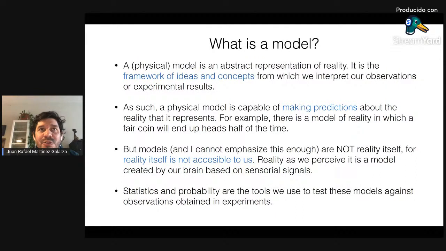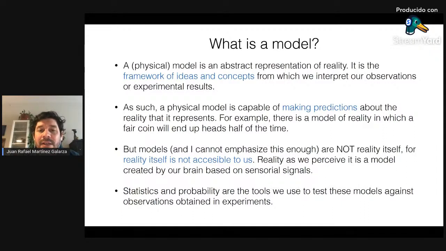You create models because you want to predict what happens in reality. For example, there is a model of reality in which a coin that you throw into the air and let fall will land heads or tails half of the time. That's a model of reality, right? Your model of reality is the probability that it will land tails. But models can also be more complex than that, of course. But what I want to emphasize here is that models are not reality itself.